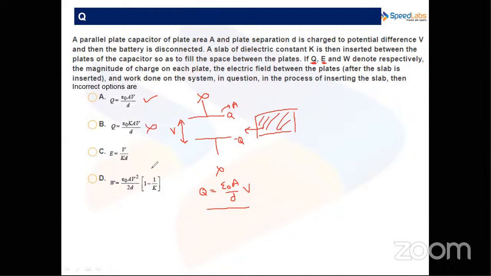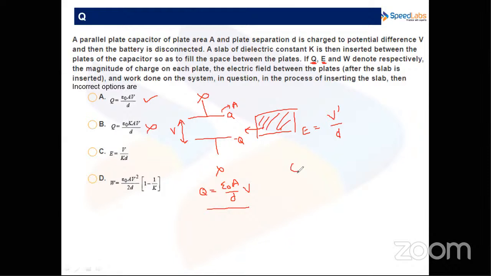So this is definitely incorrect because the first one is correct. Next, electric field. Now the thing is, as soon as you insert the dielectric slab, the basic formula of electric field is V by D, right? So now V after the dielectric slab is inserted, distance remains same. So how much will V become?